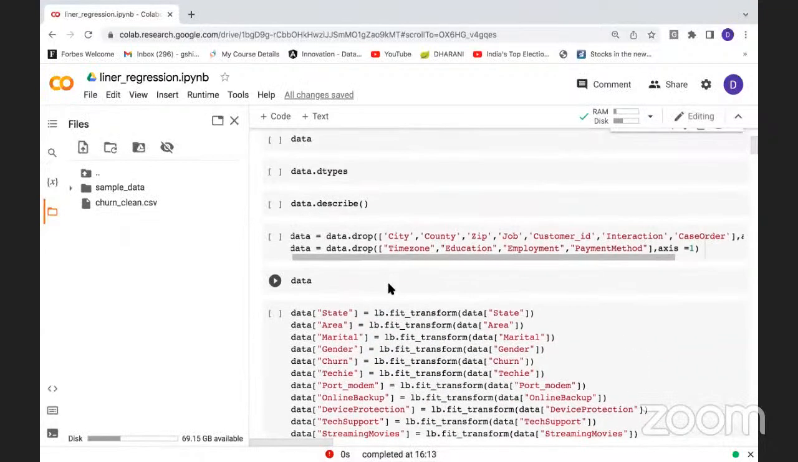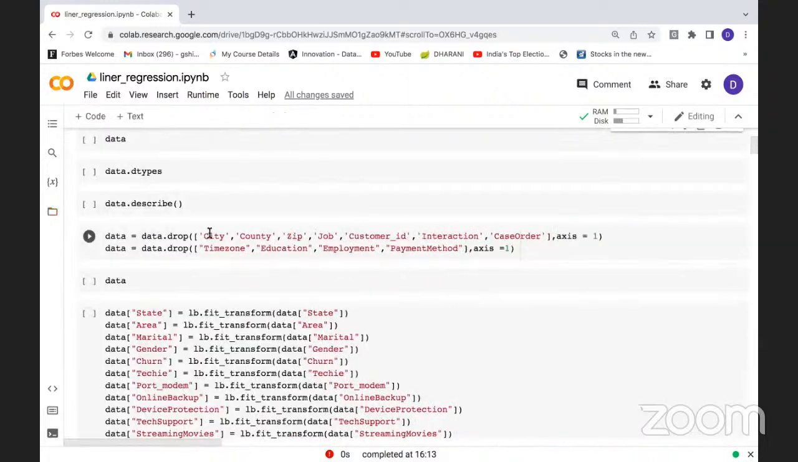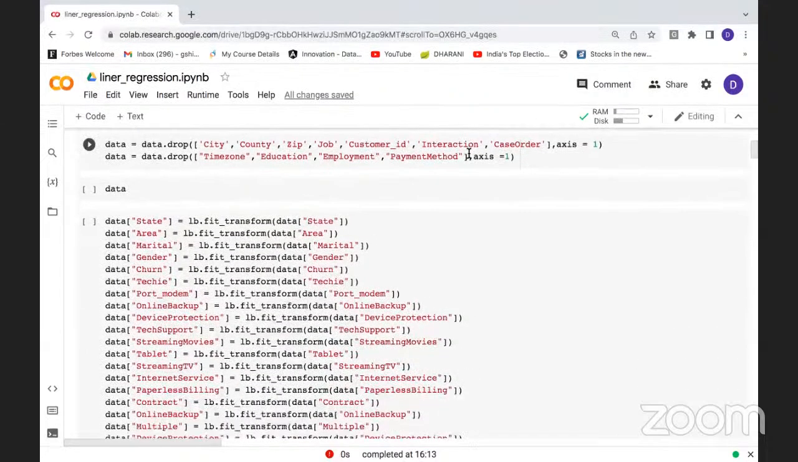So all this which is not required here, data.drop: city, country, zip code, job, customer ID, interaction, case order, I drop them. I even drop employment, payment method, education, time zone, access equal to 1. I drop even that. Okay, it's not required for us.